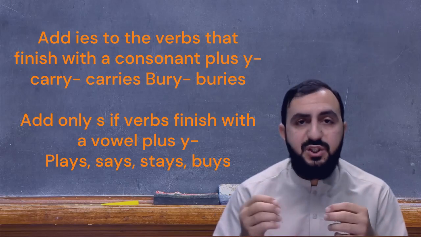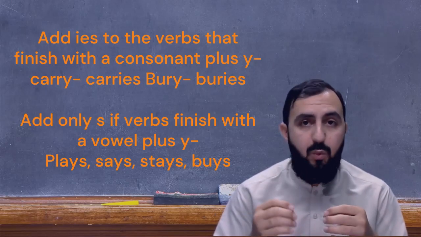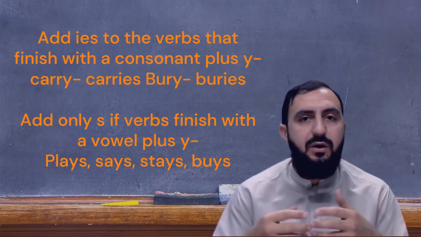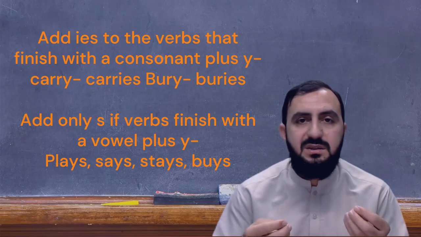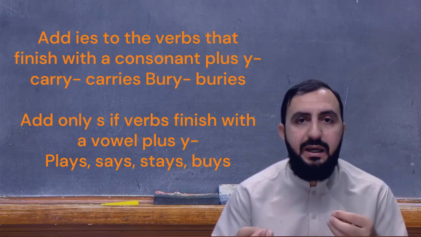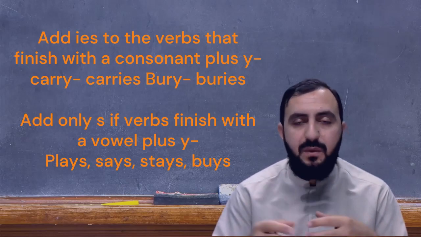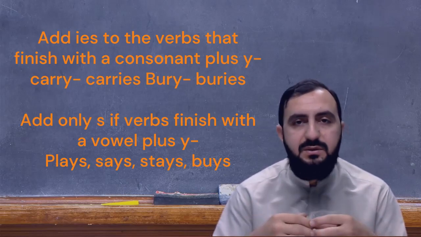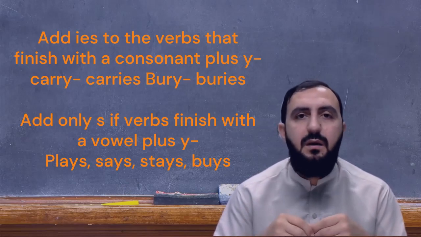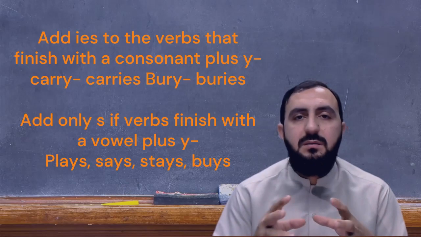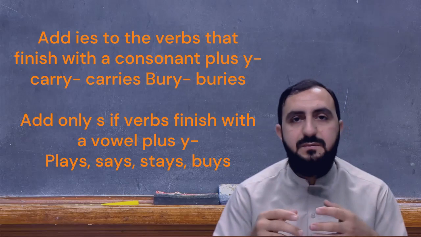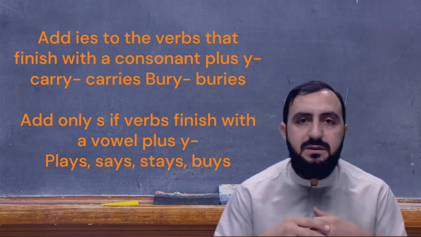If a verb finishes with y and before y there is a vowel, then we don't have to remove y. We should simply add s. For example, play, plays, stay, stays, pay, pays, buy, buys, say, says. So these verbs finish with a vowel plus y. That's why I added only s simply. Okay, so these are added with the verbs only in positive sentences in simple present tense. Now this is all about simple present tense.